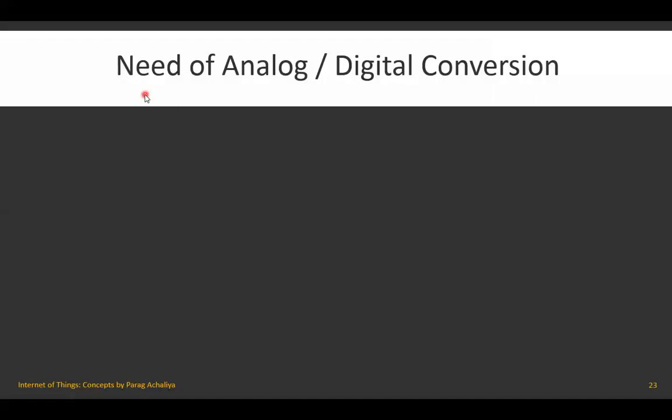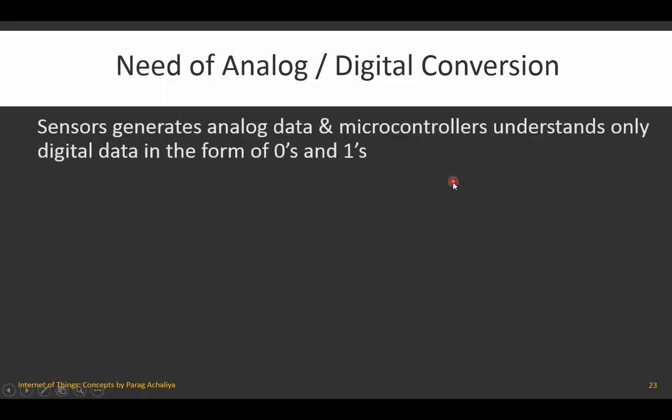Today we will see what is the need of analog to digital conversion. Why we need to convert the data from analog signals into digital signals, that we will see today. Every sensor generates data in analog format, and a microcontroller understands only digital data, which is in the form of zeros and ones.